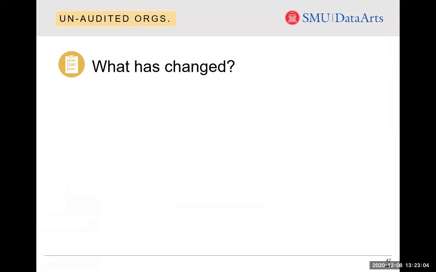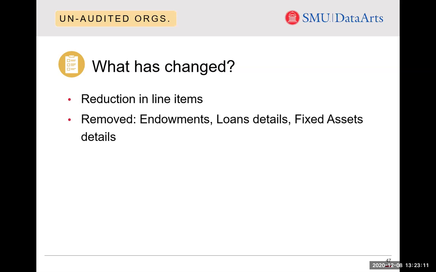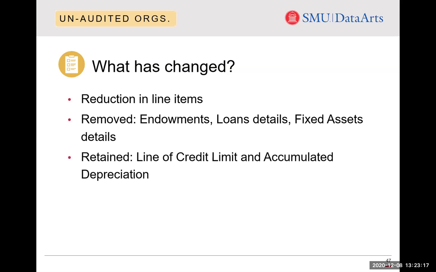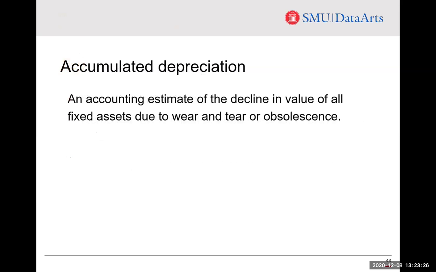So what has changed? There is an overall reduction in line items to include less detailed line items. We've removed some detail sections, including endowments, loan details, and fixed assets details. However, we have retained two line items, your line of credit limit and your accumulated depreciation. Just a couple of notes about both of these items.